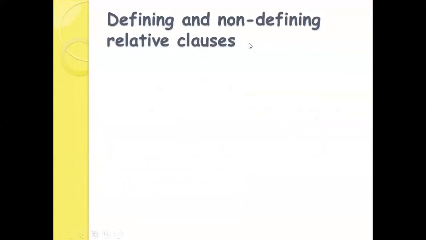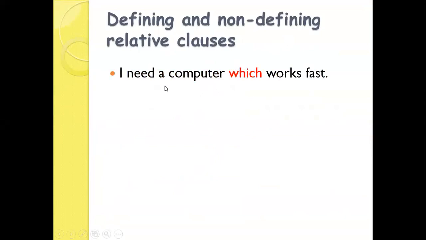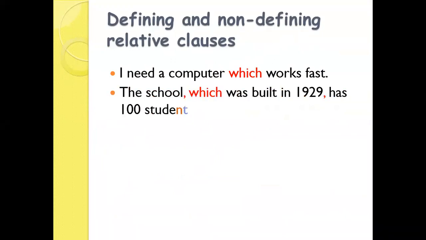Now, defining and non-defining relative clauses. Pay attention to these sentences, I'm going to explain something. I need a computer which works fast. The school, comma, which was built in 1929, has 100 students.